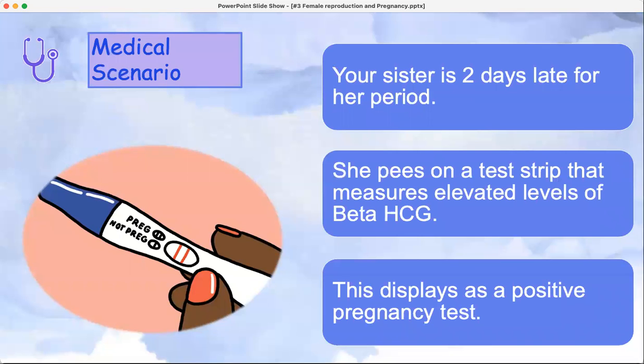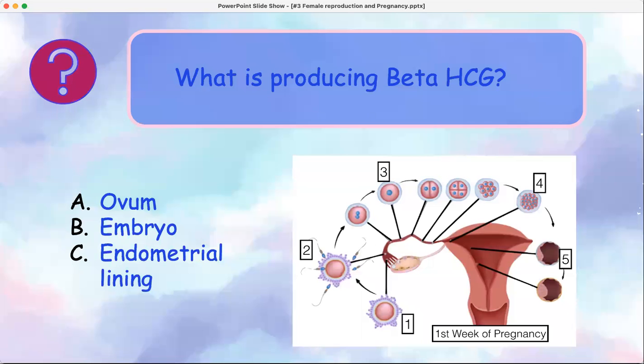Your sister is 2 days late for her period. She pees on a test strip that measures elevated levels of beta HCG. This displays as a positive pregnancy test. But just a memory recall, what is producing beta HCG? Is it the ovum, the embryo, or the endometrial lining?